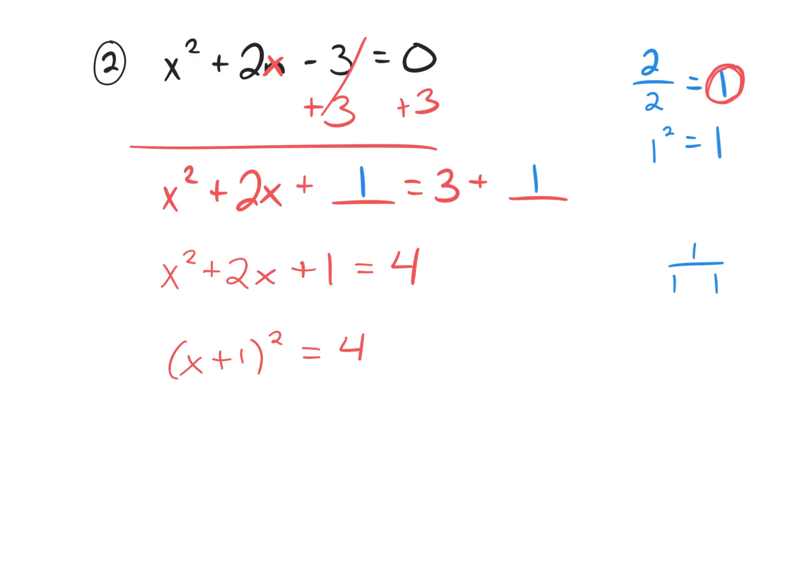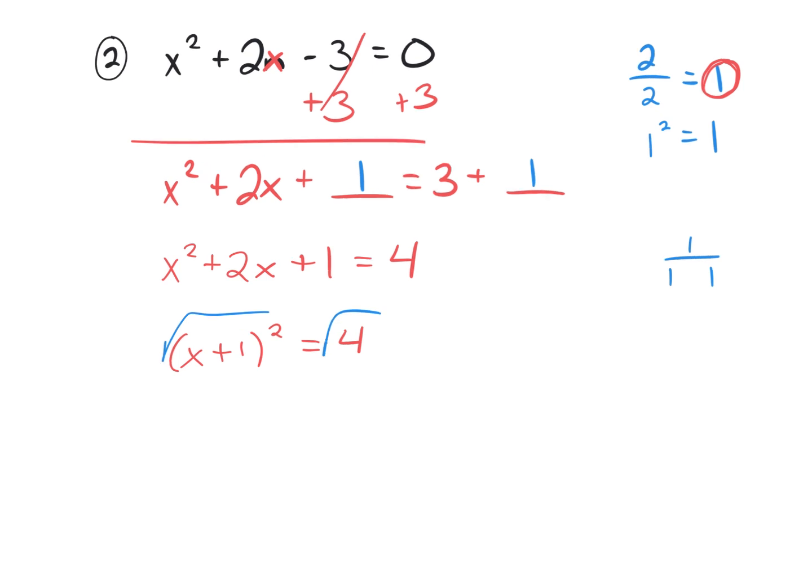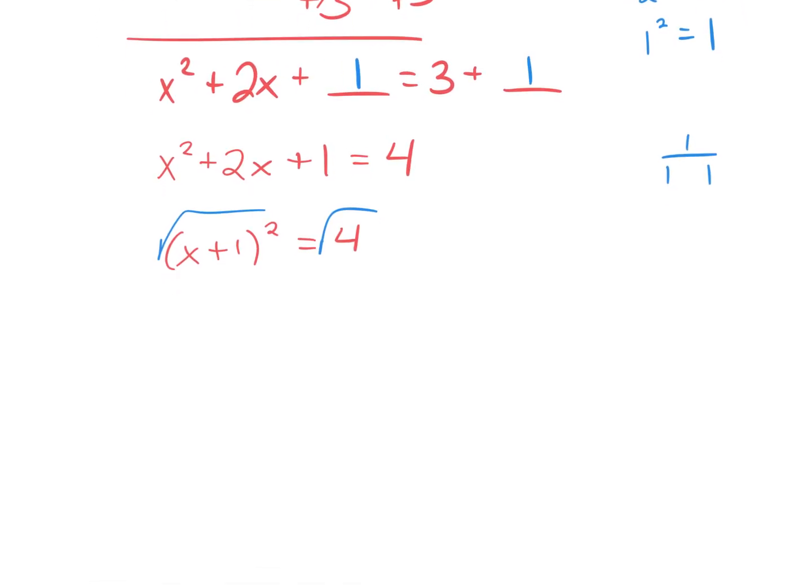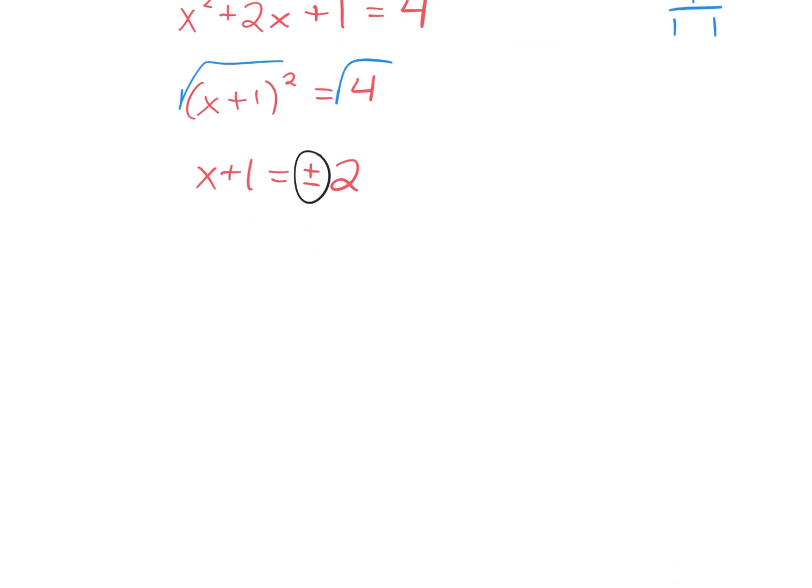How do I solve this? What do we do? Square root. Take the square root of both sides. What's left on the left side? X plus 1. X plus 1 equals negative 2 and positive 2. Positive negative 2. Good. Circle that positive negative so you know what to do next. What do we do next? Separate them into two equations.